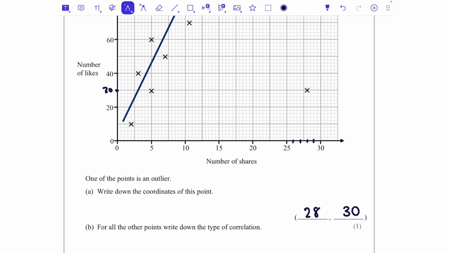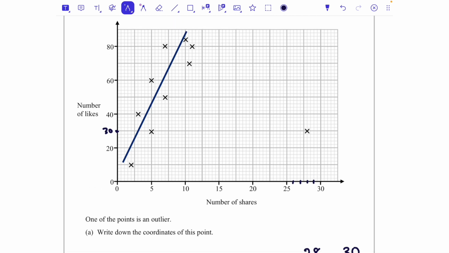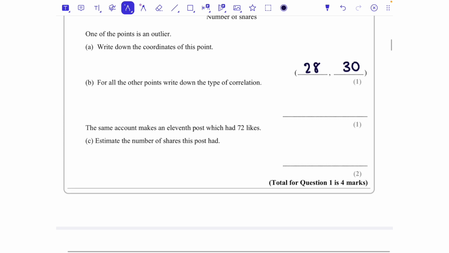For part B, for all the other points, write down the type of correlation. Correlation is either positive or negative. In this case, the pattern is going up. The more likes the post receives, the more shares the post receives. So positive correlation there. You can put weak or strong, it won't make a difference, as that word positive is what's going to get you the mark there. And then for part C, the same account makes an 11th post which had 72 likes.